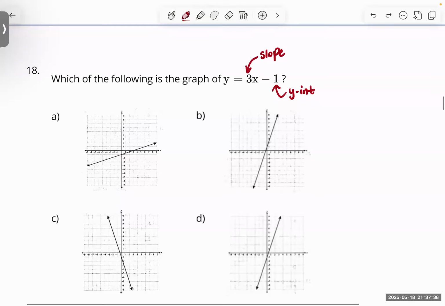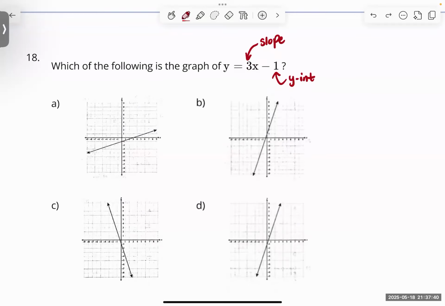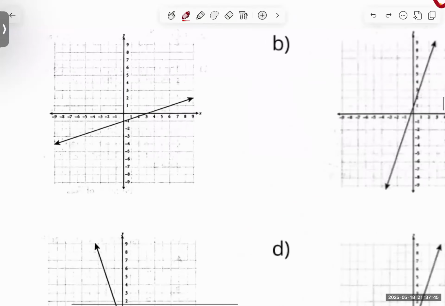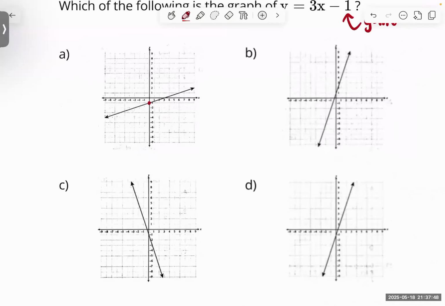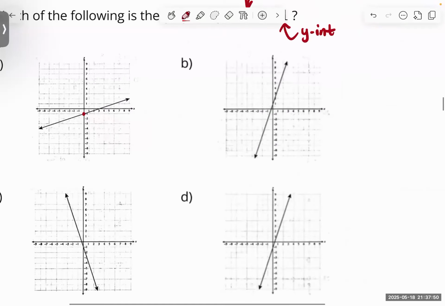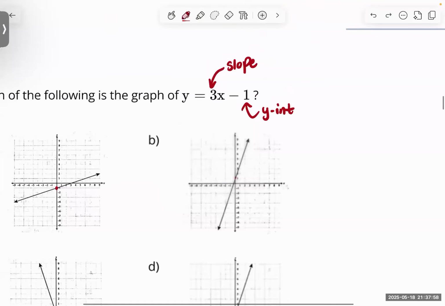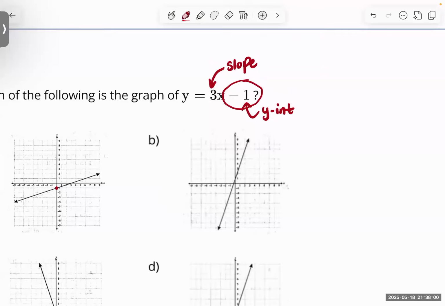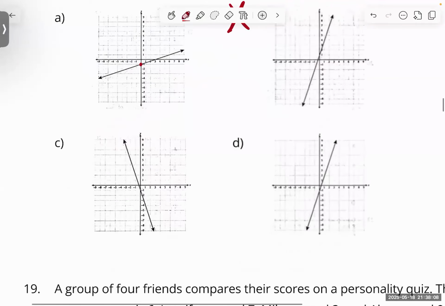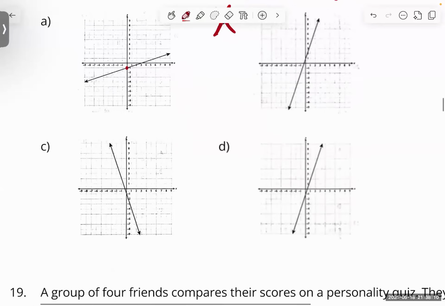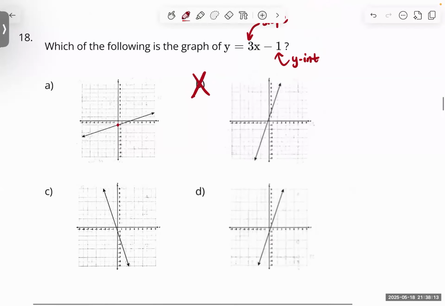So that means that our line, the equation of our line, needs to pass the point negative 1. Here, if we zoom in, we can see that it's on negative 1. So A is a possible answer. If we look at B, it's blurry, but we see that it intersects positive 1, not negative 1. It's a minus 1. If it were plus 1, that's a possibility, but it's not. It's negative 1. So it can't be B. And if we see C and D have negative 1, so it could be those possible answers.